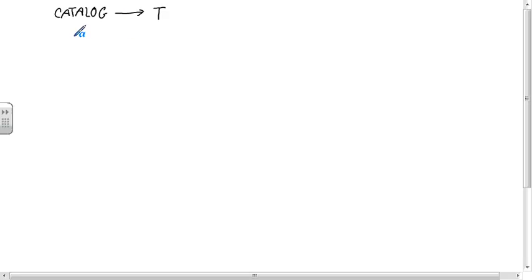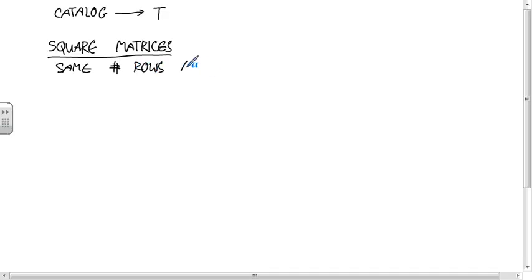Now, a type of matrix that is important in engineering is square matrices. If you had to guess what a square matrix is, it means what you think it means. Square matrices are ones where they have the same number of rows as columns. And there are two definitions that I need to give you for square matrices.